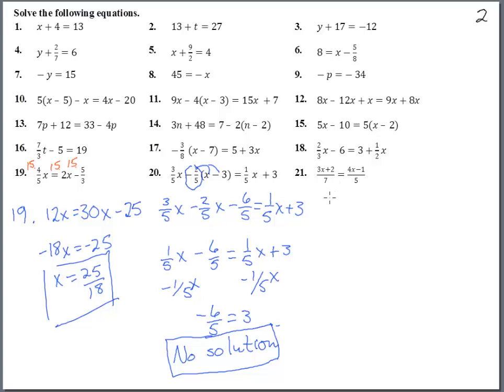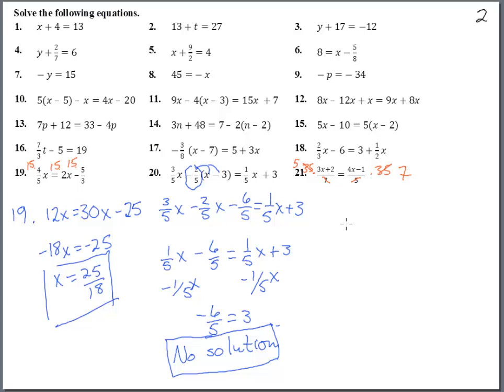And finally, number 21. Here we have a fraction of 7 and a fraction of 5. We're going to multiply both sides by 35. What happens here is the 35 divided by the 7 gives you a 5, actually, once it cancels that out. And over here gives you a 7.